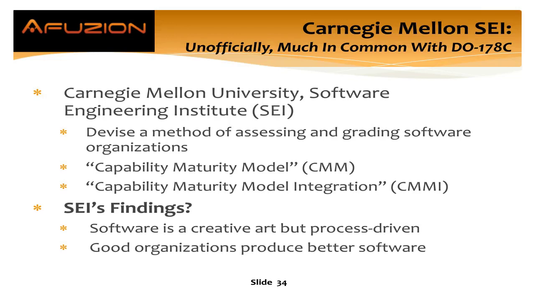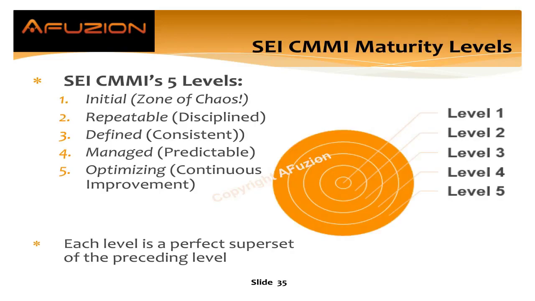They found that software is a creative art. Good organizations make better software. And there are 5 levels, okay? Level 1 is truly called the zone of chaos, basically professional hackers. Level 2, you have repeatable processes. Level 3, defined and consistent. Level 4, you include a feedback loop, metrics. You can predict and manage success. You can improve as you go. Level 5 is optimized, continuous improvement, with each level being a perfect superset of the other.